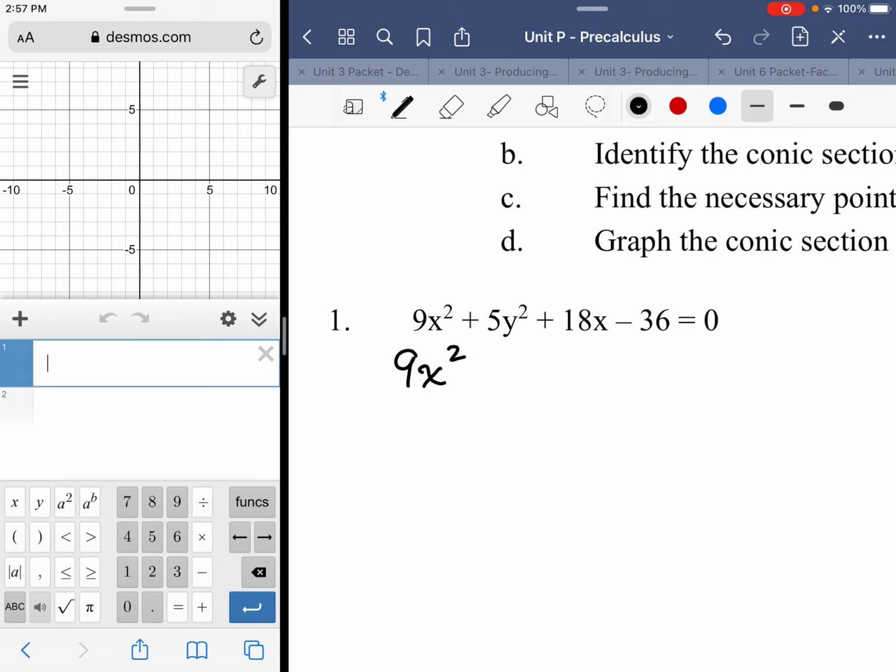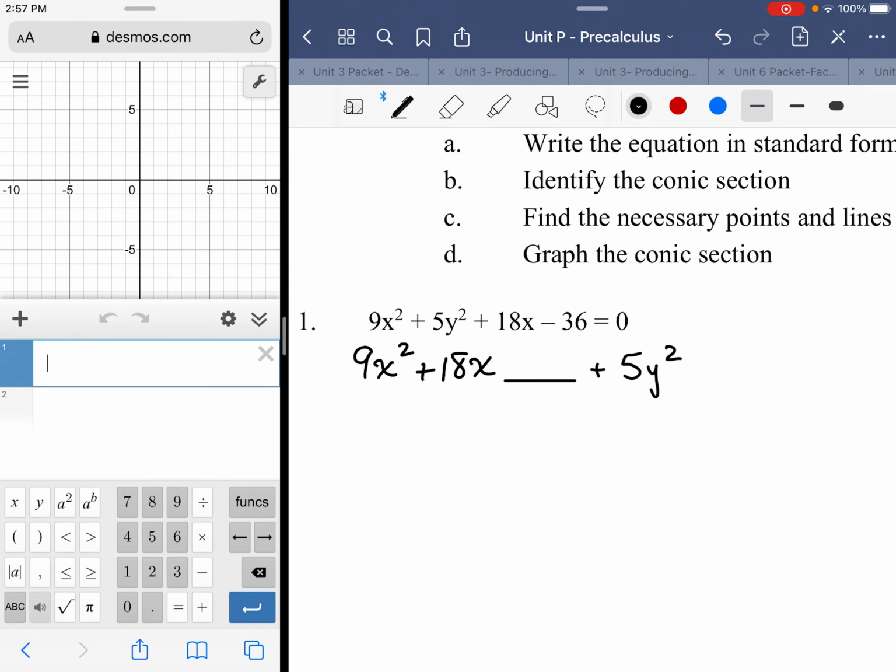So I'll have 9x squared plus 18x. I'm going to leave a little space so I can complete the square for the x terms. Then plus 5y squared. There is no corresponding y value. We have a 5y squared, but there's nothing with just a y to the first power. So I'm going to leave that alone. There's no square to complete, really.